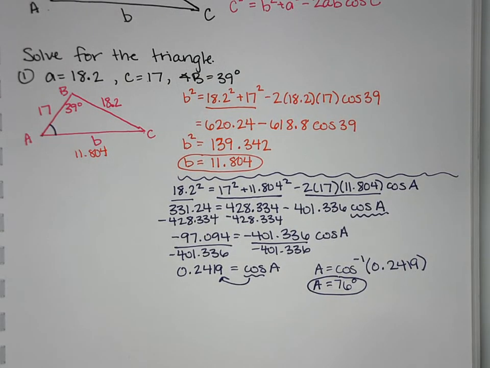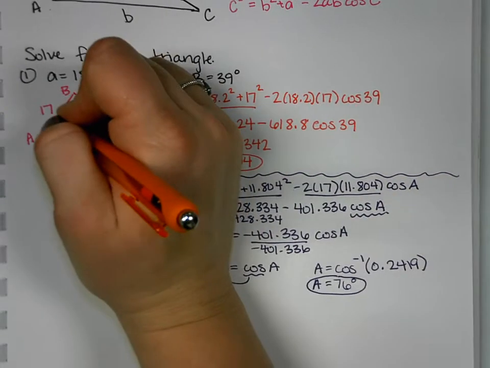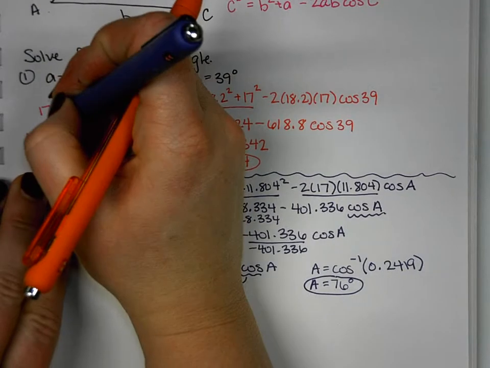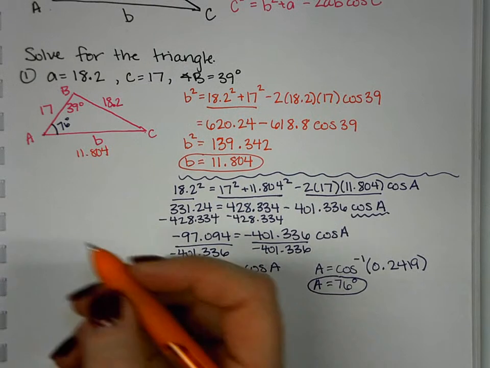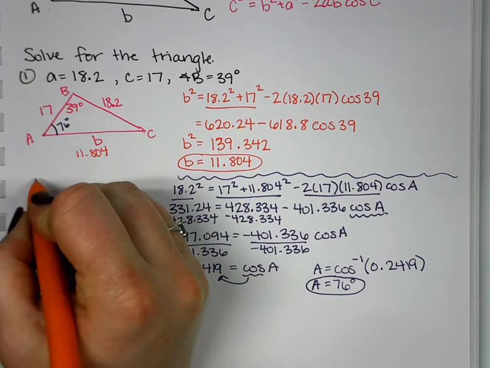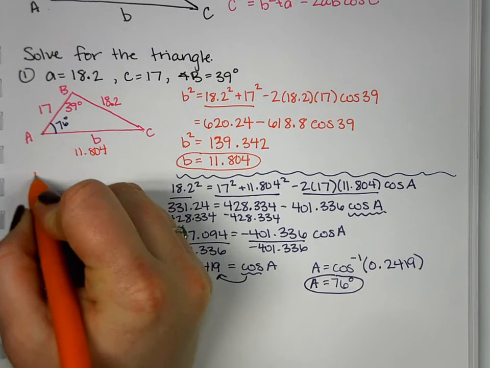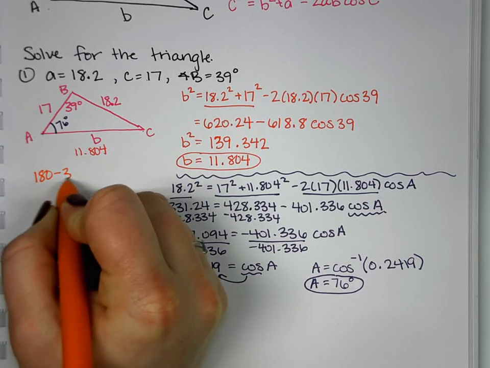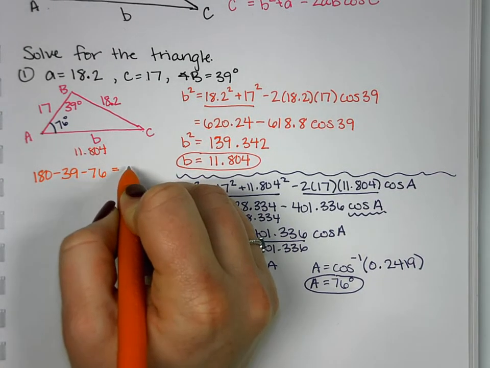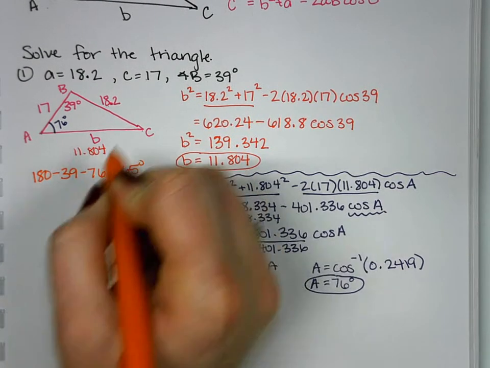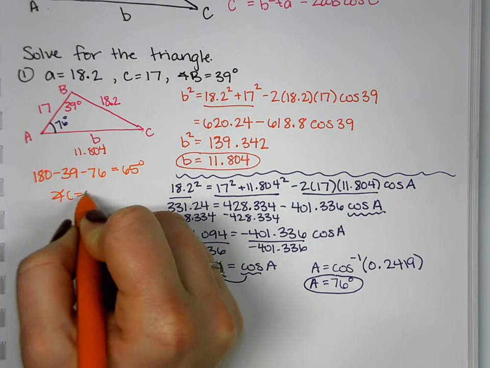So then lastly, we have our missing side. We now have this angle as 76. How do we find the last angle? We can use the fact that all of them have to add up to 180. So 180 minus 39 minus 76 equals 65. That means angle C is 65.